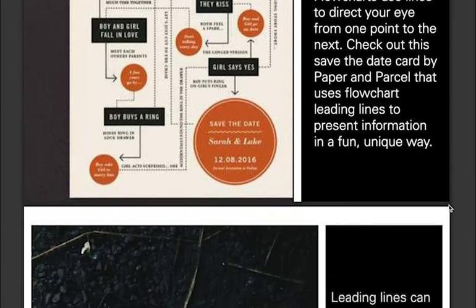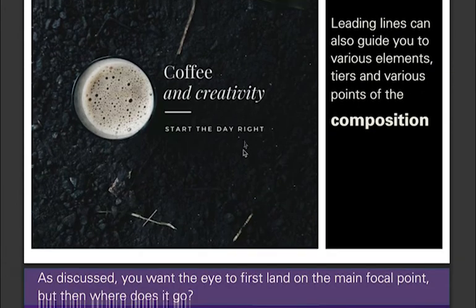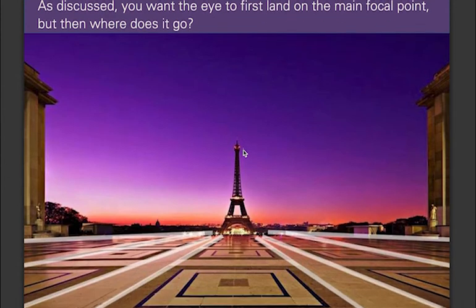When I find examples, oftentimes I credit, obviously, who did it. Leading lines can also guide you to various elements. Like in this case, what does this text do? It leads you to this element. I also think that this might actually be the eye-catching element, and then it leads you to the lines. Remember, it can go both ways.